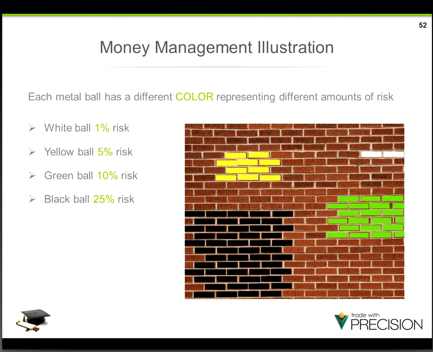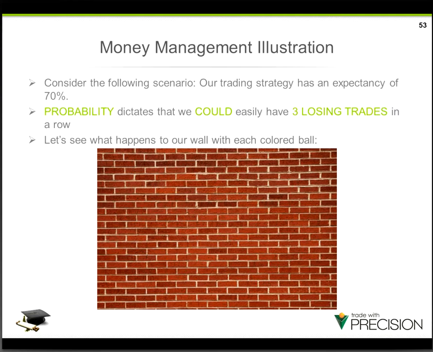Let's see visually what each risk does to our trading account, but first let's consider the following scenario. The trading strategy that we have has an expectancy of 70%. That's a win rate, and the probability tells us that we may easily have 3 losing trades consecutively. So let's see what happens to our wall with each wrecking ball. We're expecting to win 7 out of 10 trades, but we are going to have 3 losses out of every 10. We just don't know which 3 trades are going to produce those 3 losses.